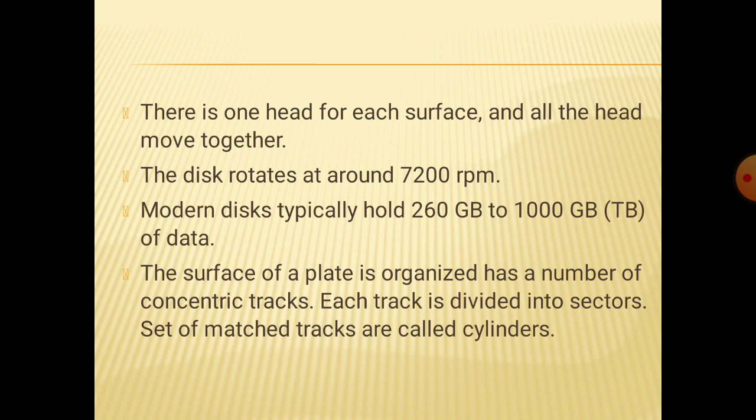Done? So the surface of the plate is organized, with a number of concentric tracks that we had seen in the general structure. Each track is again divided into different sectors, and a set of matched tracks is called a cylinder. That all we'll see in the diagram.